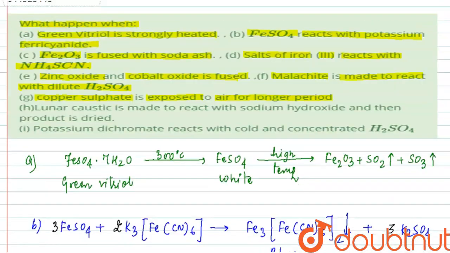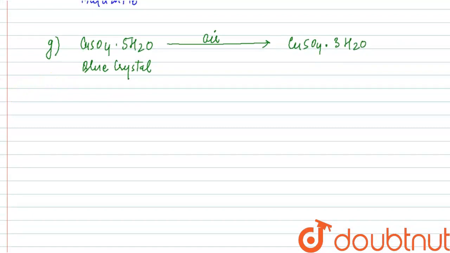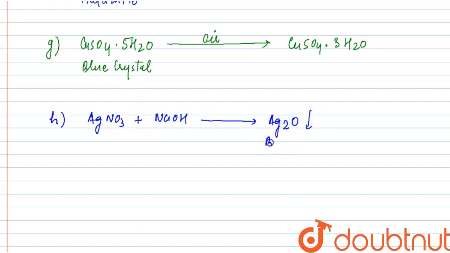This is how we can proceed to our next question, which is lunar caustic is made to react with sodium hydroxide and then the product is dried. So we need to take lunar caustic, which is AgNO3, and we have to make it react with NaOH. Then what will happen? We will be getting Ag2O, that is black in color, and NaNO3 is something that we obtain. This is 2 moles of NaNO3 and water. So to balance this up, we'll have to take 2 moles of AgNO3 and 2 moles of NaOH.